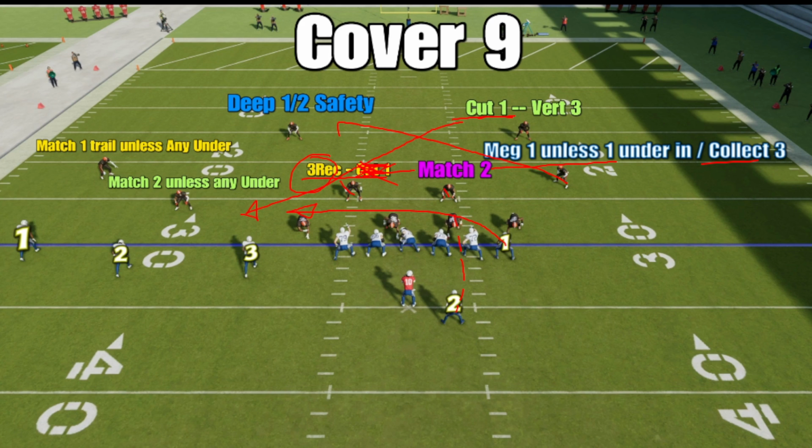So we have the same problem that we had earlier with quarters, right? Where in an instance where we have this route design, well, now I'm cutting the one, and now I have to come all the way over and collect the vertical of number three. So in that instance, it would be very important for you to take away this inside throw and make this guy kind of ride the hump to elongate his path to the deep middle of the field, so that, you know, we have enough time for our corner to kind of climb over. Okay. So I think I'll leave it at that, guys.